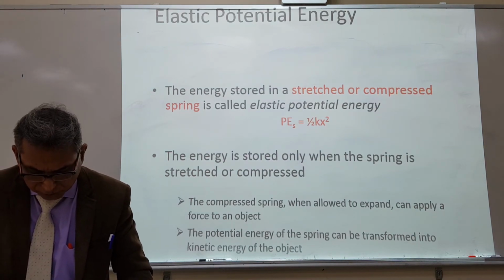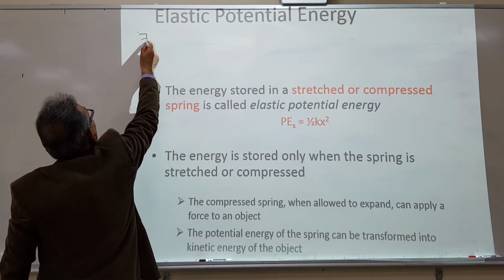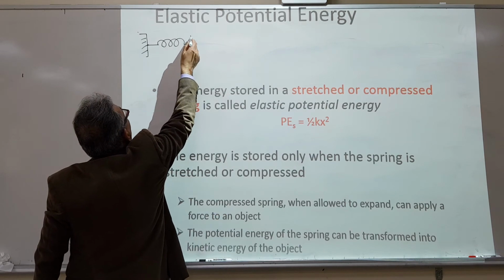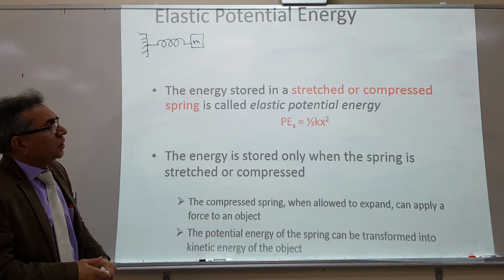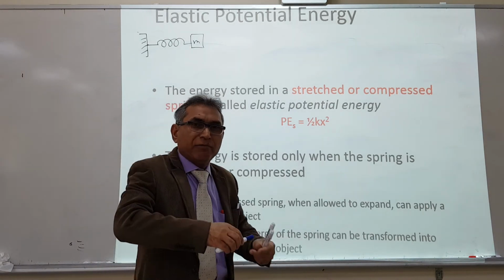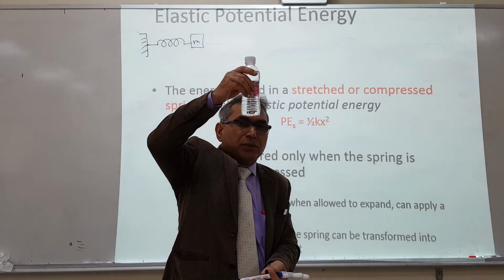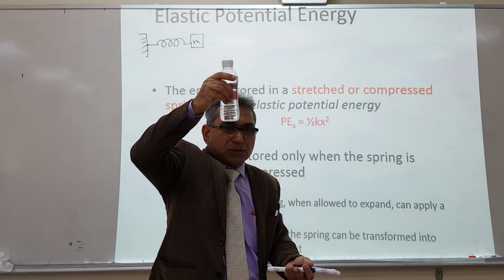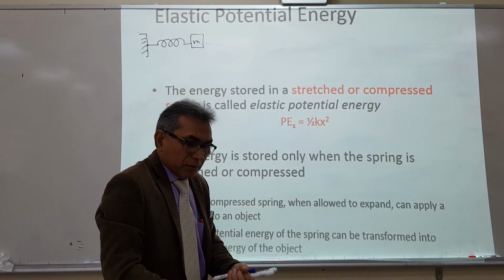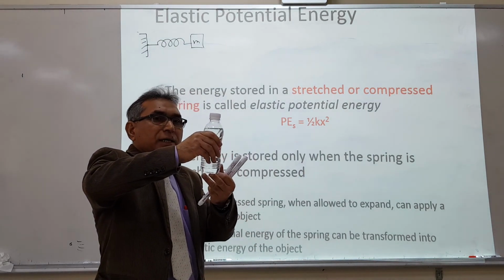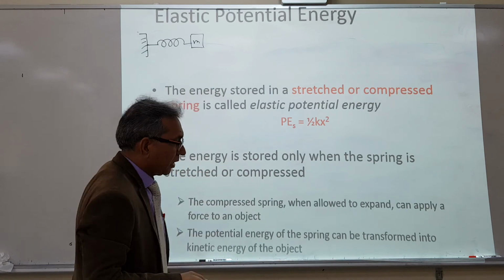Elastic potential energy. You remember what we did in chapter number 5, that if you have an object and you take it from a certain level to some height, you are doing work against gravity. Once you leave it, it will do the same amount of work, the energy stored in it. That work at this height is stored as gravitational potential energy. In chapter 5 you did that.